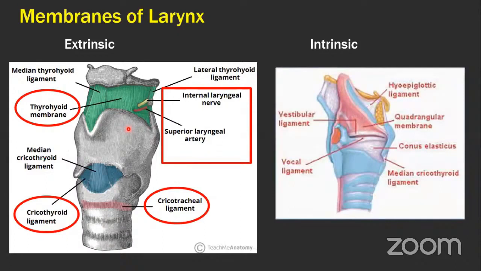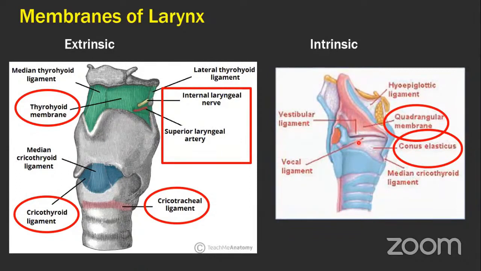What are they? The quadrangular membrane in the upper part and the conus elasticus or cricovocal membrane in the lower part. They are intrinsic, inside the larynx. And the vocal ligament is formed by the upper border of the cricovocal membrane or conus elasticus. Upper border of conus elasticus is the vocal ligament.